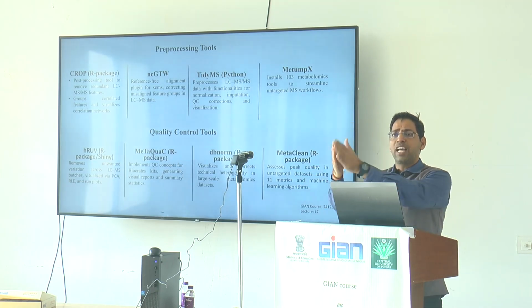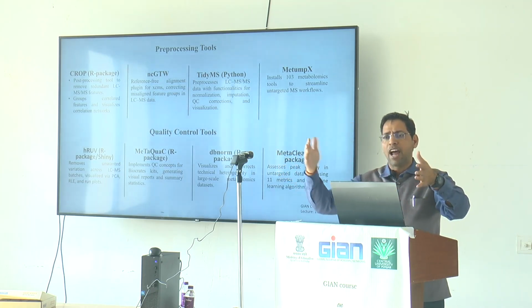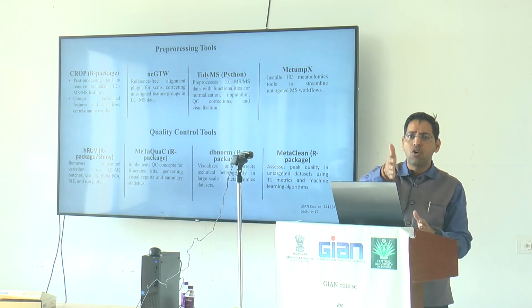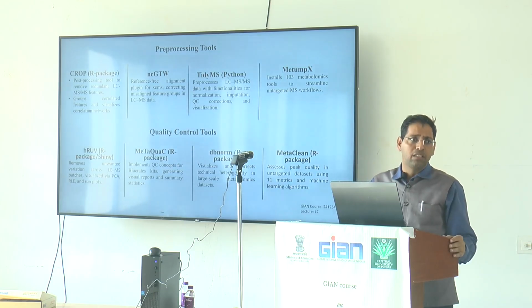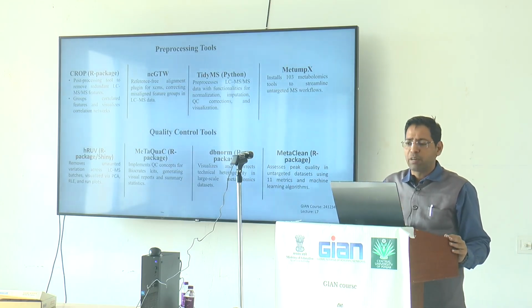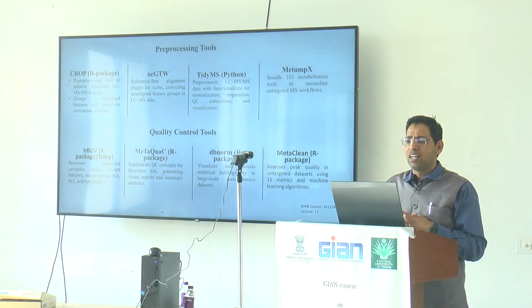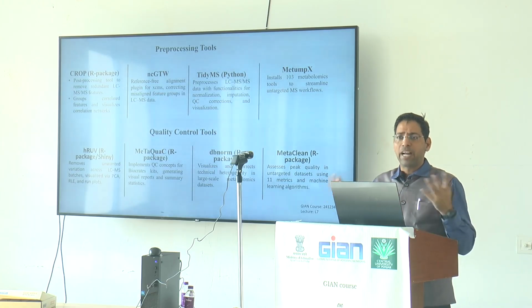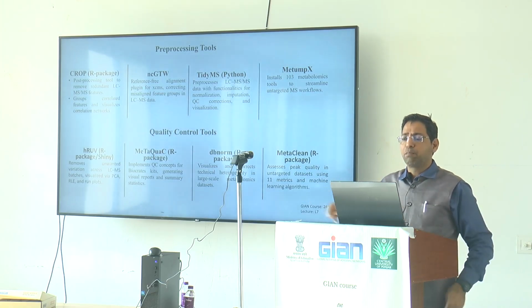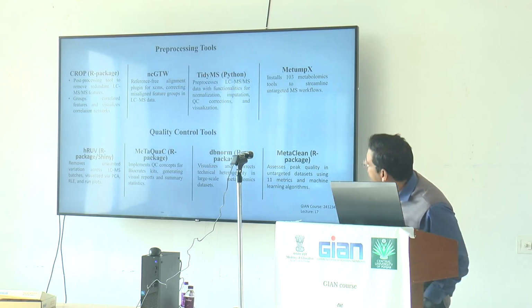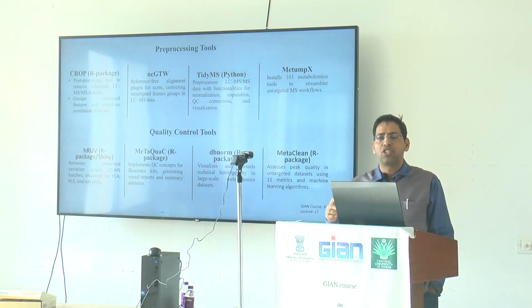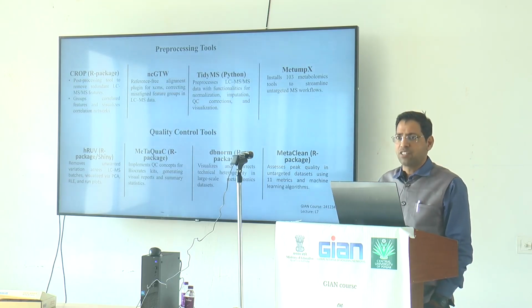Sometimes there are 5 groups, and we aligned the wrong feature with the wrong groups. So we have to remove those types of things, and for that we can use this particular tool. The other is TDMS. TDMS is a Python script that pre-processes LCMS data with functionality for normalization, imputation, QC correction, as well as visualization.